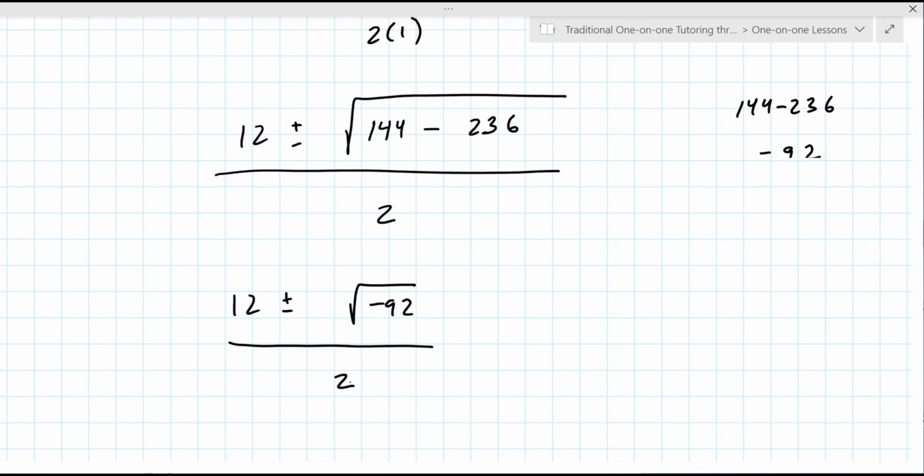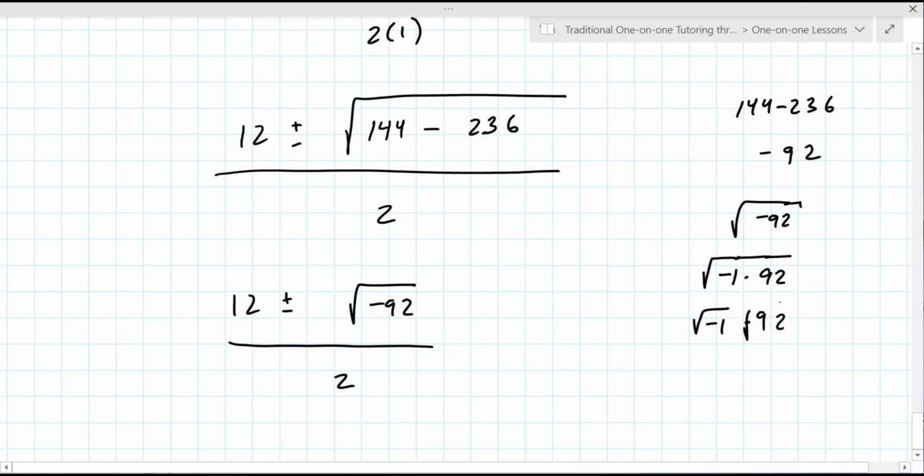Here is what we have to come off to the side and figure out: what is the square root of negative 92? From a previous lesson, we know it's the square root of -1 times 92, which is the square root of -1 times the square root of 92. What is the square root of -1? It's 1. Nope.